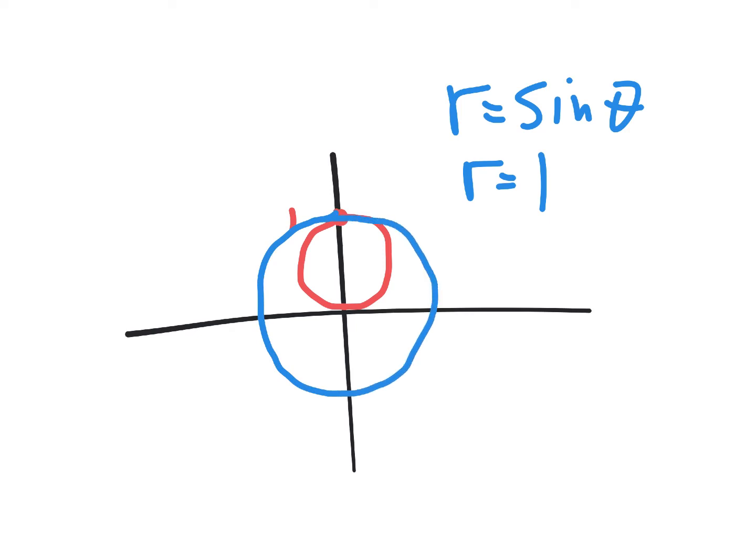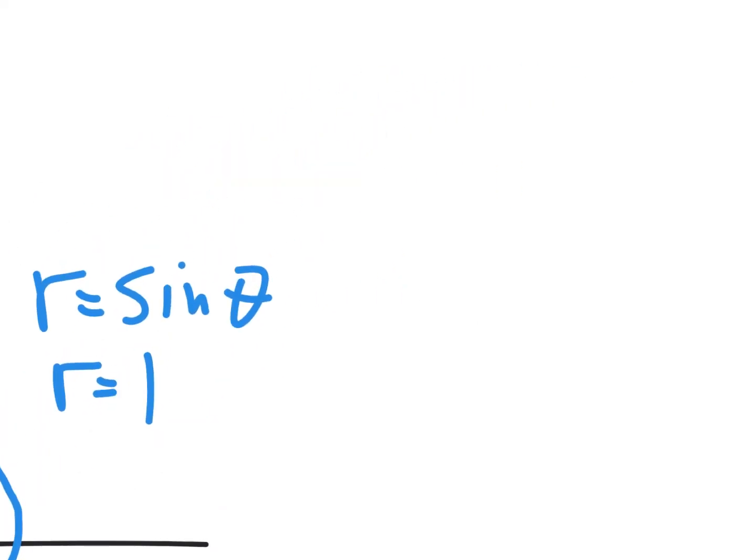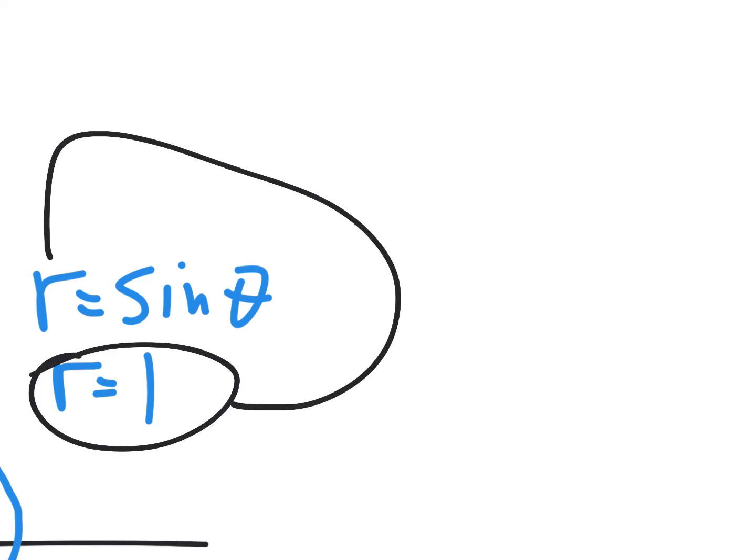Now, would those two intersect each other? Absolutely they would. Look at that. We can see where they would intersect each other. Now, to find the spot where they intersect each other, what you do is you just think of these as two equations and you use substitution. Say r equals 1, so you stick a 1 right there. And now you have 1 equals sine of theta.